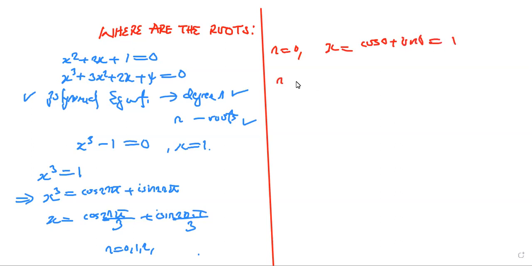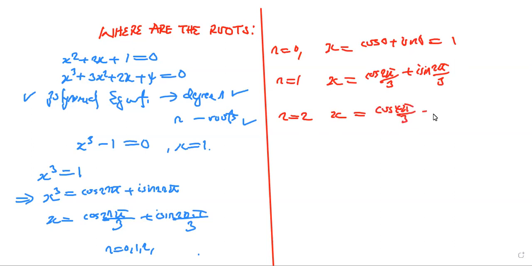And the case where n equals 1, x would be cosine of 2 pi over 3 plus i sine of 2 pi over 3. And the case where n equals 2, x should be cosine of 4 pi over 3 plus i sine of 4 pi over 3. So these three numbers are all the roots of this equation, x cubed minus 1.